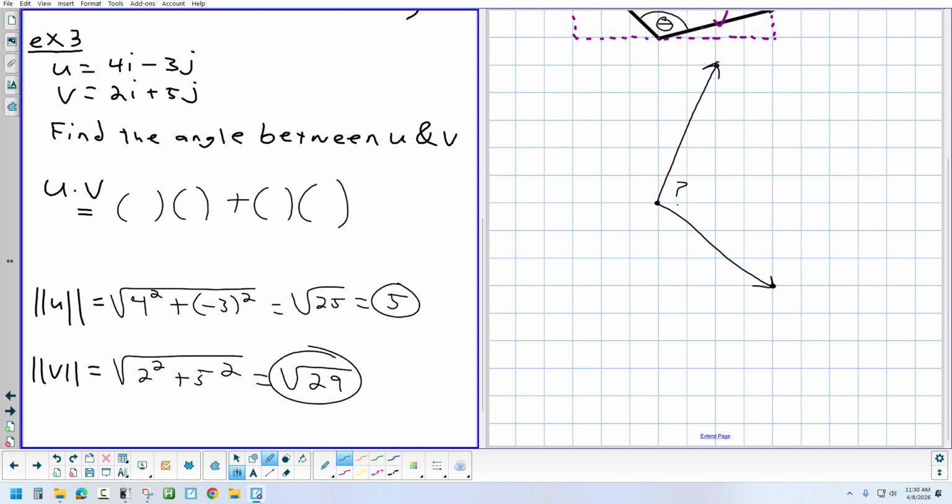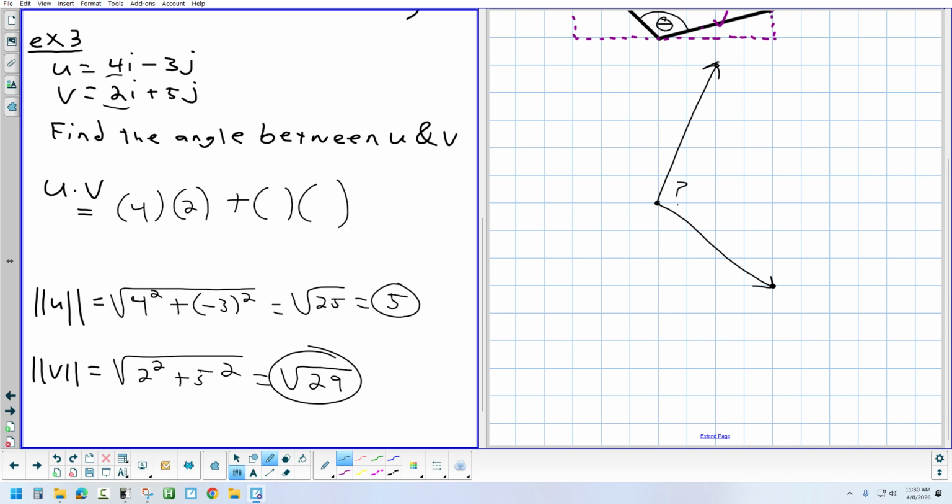What's going to be the calculation for the dot product? Can you tell me what the calculation would be? Swap them out. What's going to be the first two numbers we multiply? Yep. 4 times 2. So the horizontal of the first, horizontal of the second.